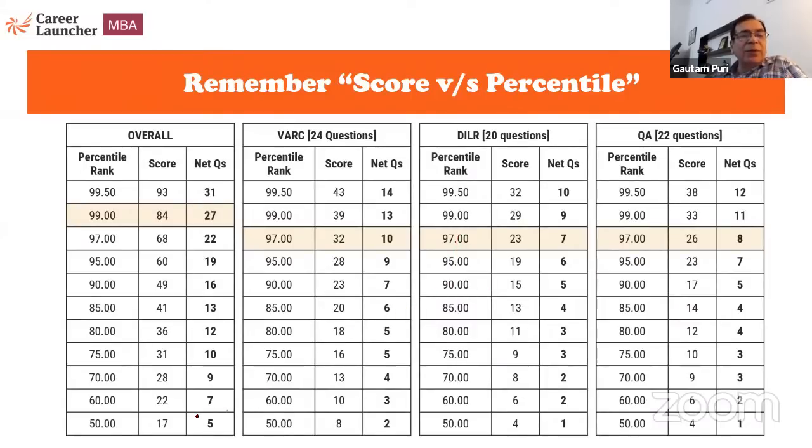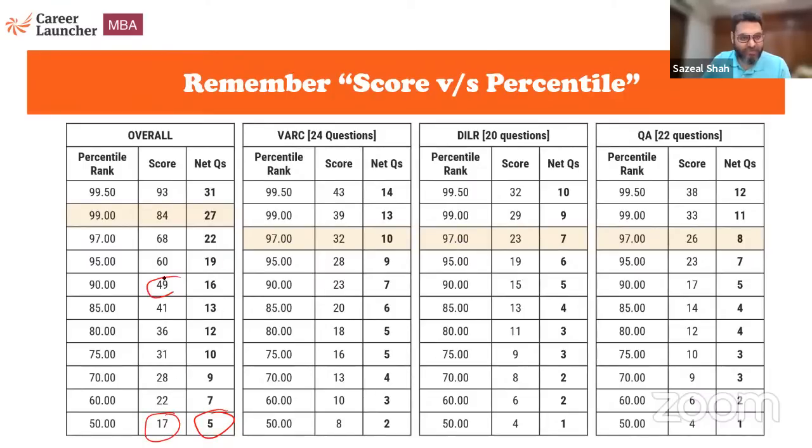And what is a 90 percentile? 49 marks. The one below, 90 percentile, 49 marks. So we are talking about a jump of 30 marks only, 10 questions. Forget about 90 percentile. Let's look at 95 percentile last year. 60 marks. 60 marks is 20 questions.